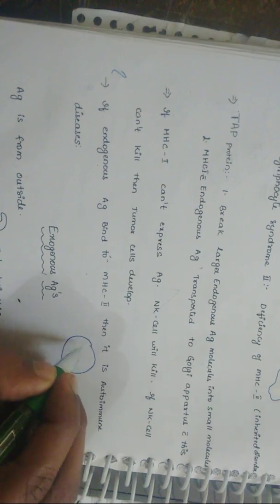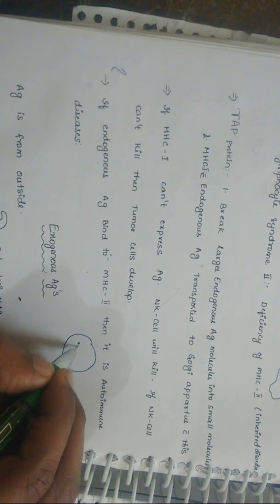And let us understand the last point, guys. The last one is, if endogenous antigen binds to MHC2, then it is autoimmune disease. Normally in the cell, an endogenous antigen has to bind to MHC1 only, and it should be present there. That means it simply tells us that this is an endogenous molecule, and it should bind with MHC1.